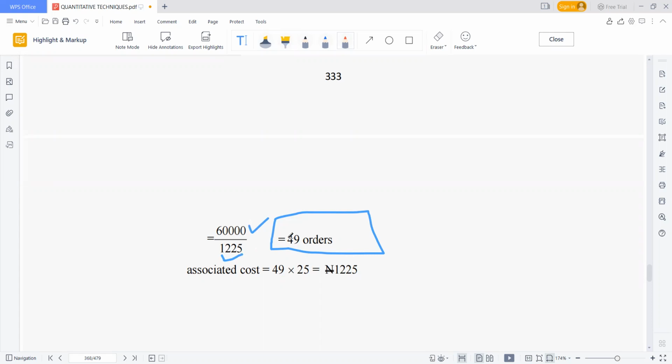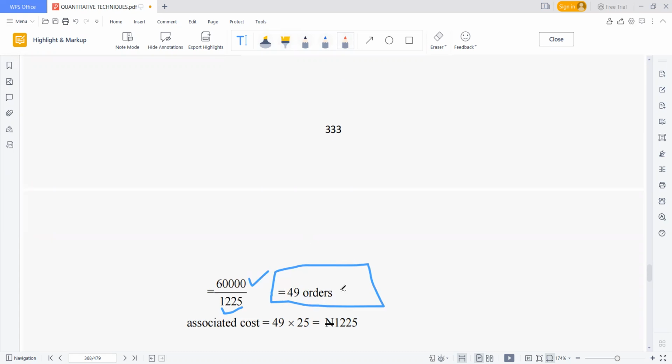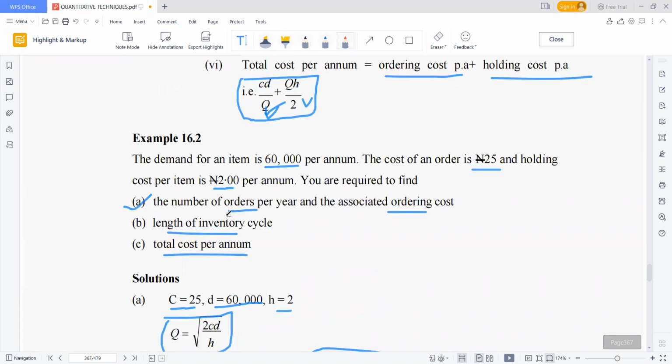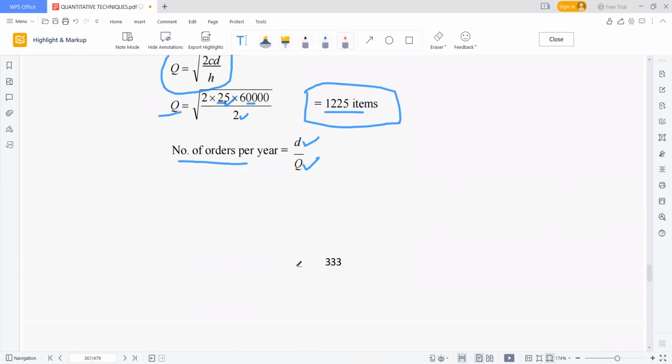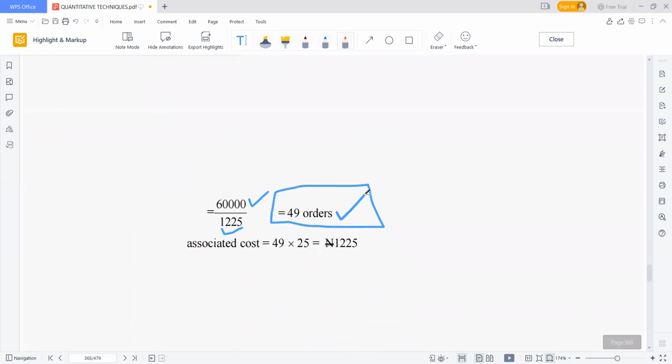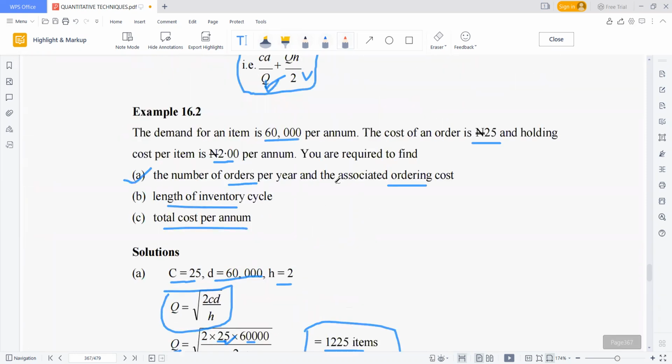So demand divided by quantity is going to give us the number of times that we are going to place an order in a year. Please, that is the logic. Now, if you get the number of times you need to place an order, remember the question says we should get the number of orders, which we have done as 49 orders. The question has said determine the associated ordering cost.